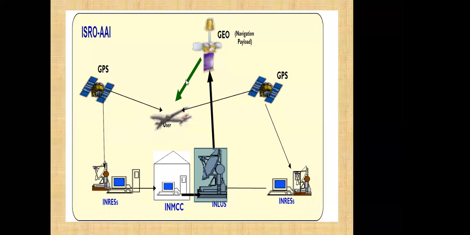So the user, which is civil aviation, receives signals from the GPS satellites through the GPS receiver, and the Gagan signal from the SBAS receiver, and they apply those corrections and do their operations. Okay, next.